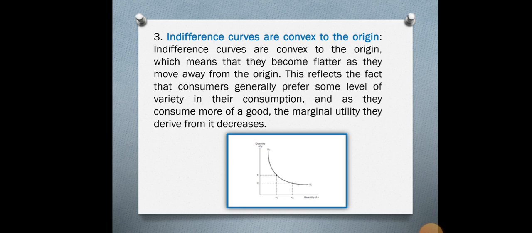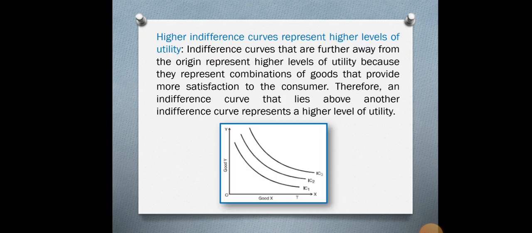Indifference curves are convex to the origin. That shows the basic nature of formation of any curve, because it is derived from the slope of the curve. So why is the indifference curve convex to the origin? Because they become flatter as they move away from the origin. This is reflected by the fact that consumers generally prefer some level of variety in their consumption, and as they consume more of a good, the marginal utility derived from it decreases. That is again based on the law of diminishing marginal utility that we discussed earlier.